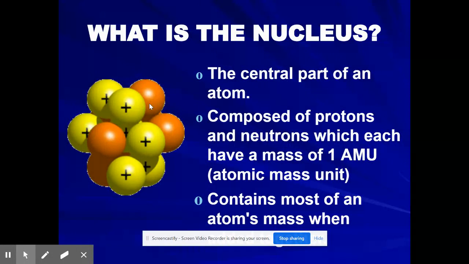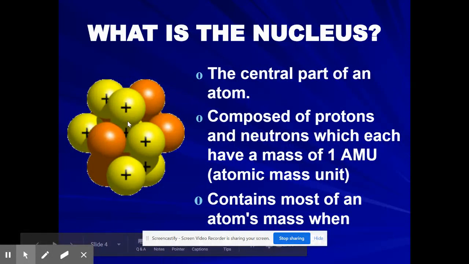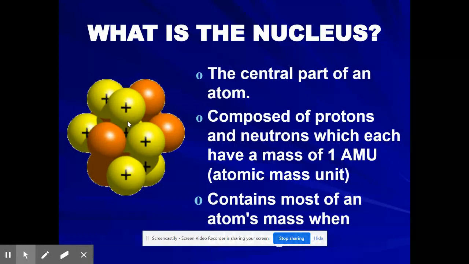orange, no charge parts. The protons and neutrons together, each one of them has a mass of 1 AMU. AMU stands for atomic mass unit. This is a really fancy way of saying the mass or the weight of our atom. So in this atom, we have 1, 2, 3, 4, 5, 6, 7 protons, and from what we can see, 1, 2, 3, 4, 5, 6 neutrons. There's probably more on the other side, but if we wanted to determine mass, we would say the mass is 7 plus 6, which is a total of 13. So this atom would have a mass of 13.